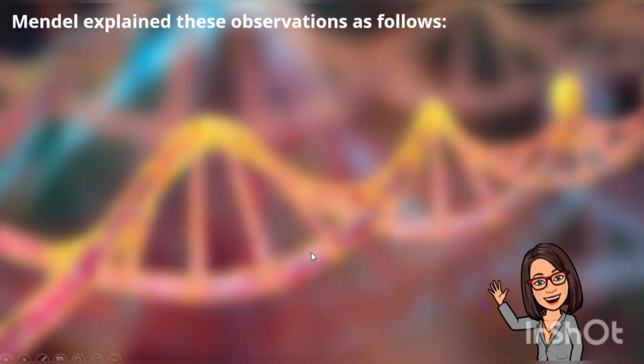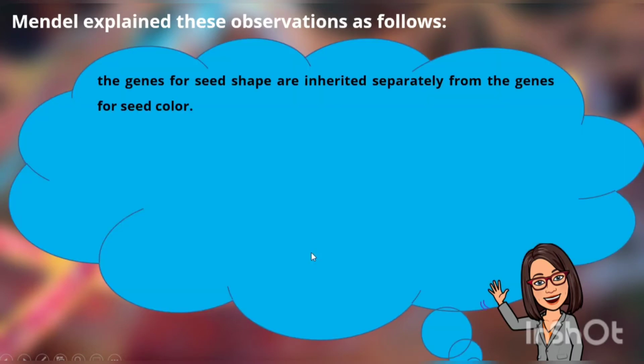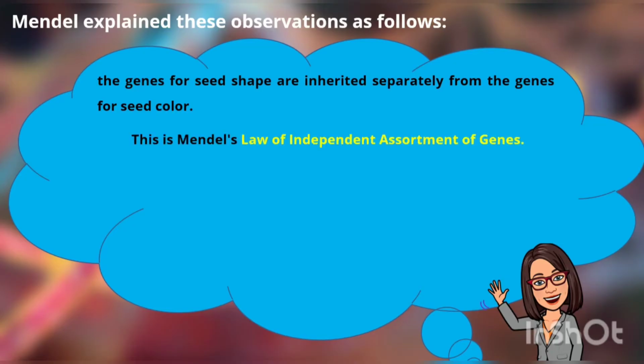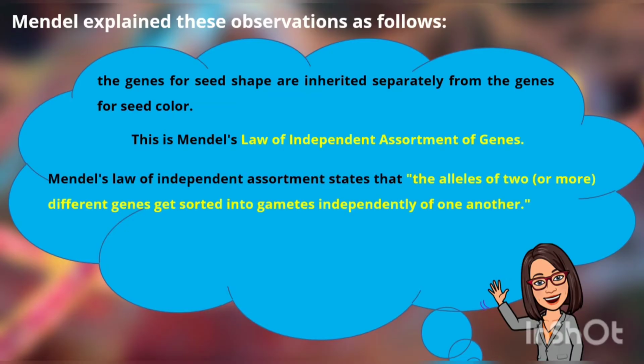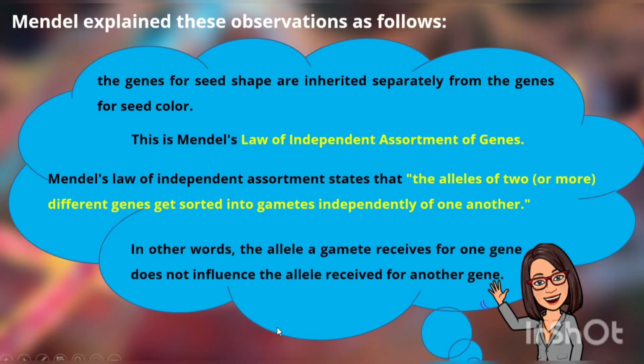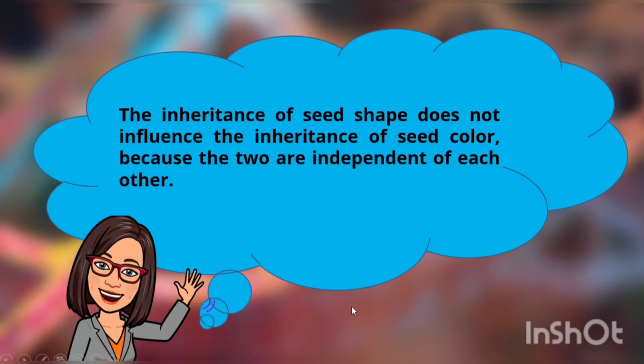Mendel explained these observations as follows. The genes for seed shape are inherited separately from the genes for seed color. This is Mendel's law of independent assortment of genes. Mendel's law of independent assortment states that the alleles of two or more different genes get sorted into gametes independently of one another. In other words, the allele a gamete receives for one gene does not influence the allele received for another gene. The inheritance of seed shape does not influence the inheritance of seed color because the two are independent of each other.